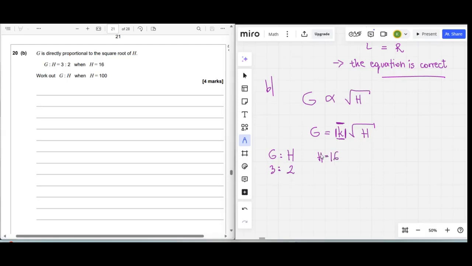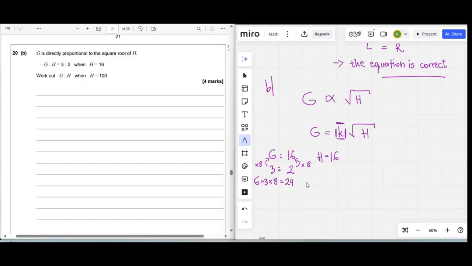Okay, so let's change that H to 16. How to make 16 out of 2? We need to times 8. So we need to times 8 on the other side as well. So 3 times 8, G will be 24.